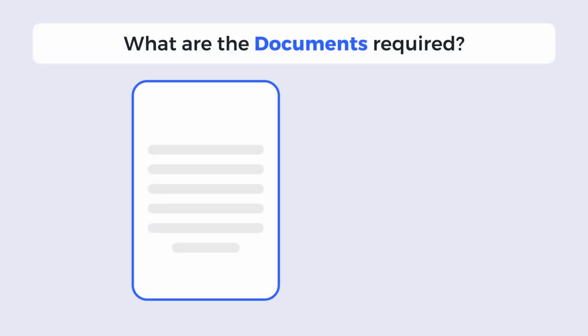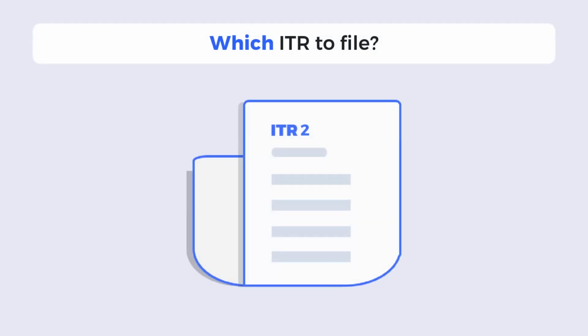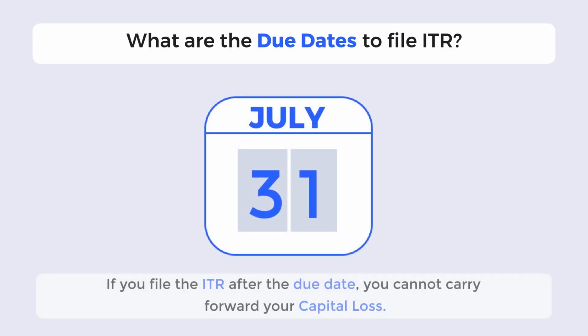To calculate these incomes from capital gains, you need documents like trading statements from brokerage for equity shares, mutual fund statements from the AMC, and in case of other capital assets, you need statements like purchase and sales agreement. In case of income from capital gains, taxpayers usually file ITR 2. The due date to file ITR 2 is 31st July. In case you file the ITR after the due date, you cannot carry forward your capital loss. You can show your income from capital gains and details of capital loss while filing for your income tax return.